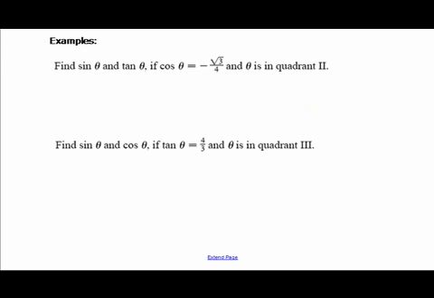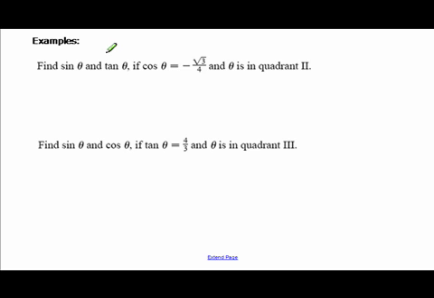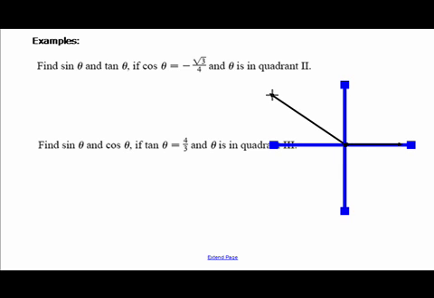It says here, our first example: find only the sine and the tangent if you know that the cosine of this angle is negative root 3 over 4, and you also know that theta is in quadrant 2. So I'm going to go ahead and draw a quadrant 2 angle. Over here, with the initial side and terminal side, here is some angle in question, theta. And over here is this point P somewhere.